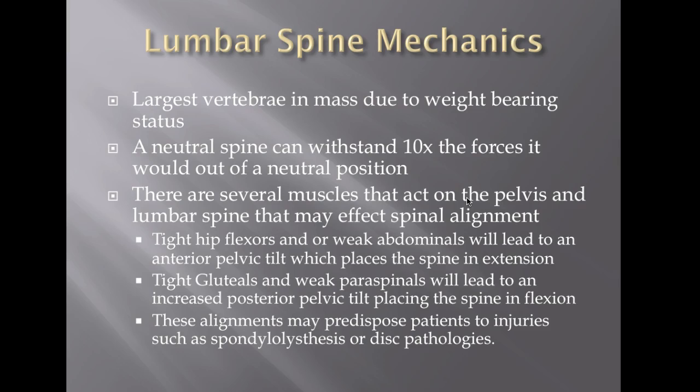It says there are several muscles that act on the pelvis and lumbar spine that may affect spinal alignment. For example, hip flexors and gluteals. These are some of the muscles you're going to hear a little more about, because anytime someone has tight hip flexors, that's what gives you an anterior pelvic tilt. That's going to put a lot more stress on your low back. And also tight gluteals, which could give you a posterior pelvic tilt. So aside from strengthening, there are also some muscles that you want to make sure you're keeping flexible.